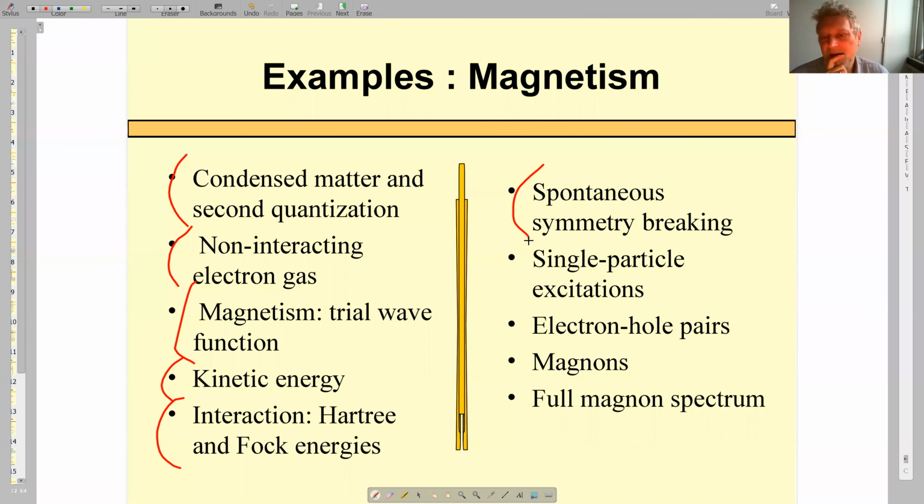In magnets, there are usual single particle excitations, like you have in this metal. There are also electron hole pairs. But in addition to that, owing to broken symmetry and the possibility to rotate the magnetic state without changing energy, there are special excitations, new particles, magnons. And we discuss that.